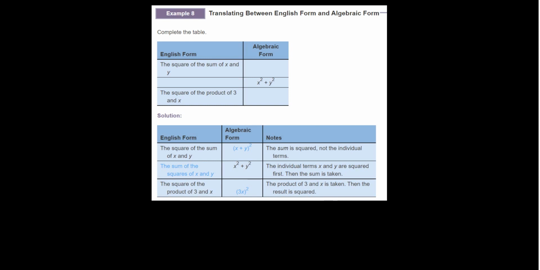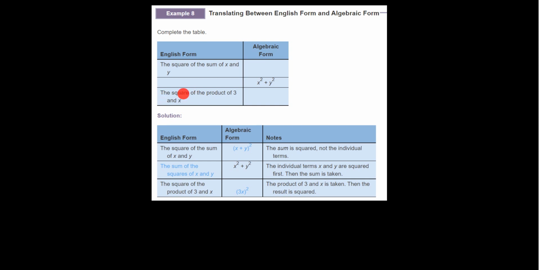So for instance, this says complete the table. The square of the sum of x and y. So we have x plus y, the sum of x and y, and then the square of it, which you see down here. All right, what is this saying? It's saying x squared plus y squared, right? Or in other words, the sum of the squares of x and y.